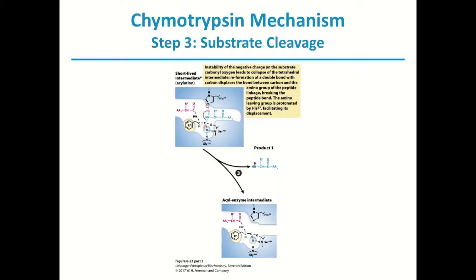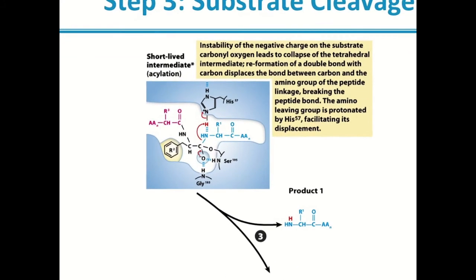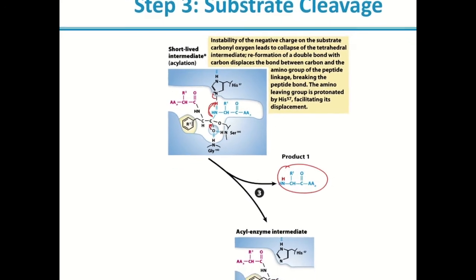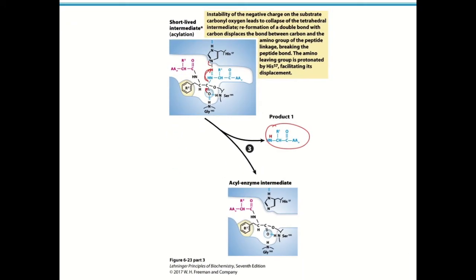In the third step, that tetrahedral intermediate will collapse. So one of the lone pairs on the oxygen comes back down to reform the C double bond O, and now we're going to break the C-N bond as shown here. So this is how we're cleaving that peptide bond. So we're going to release part of the substrate, and then we end up with this acyl enzyme intermediate. Interestingly, the histidine residue, histidine 57, facilitates this group leaving with its proton.